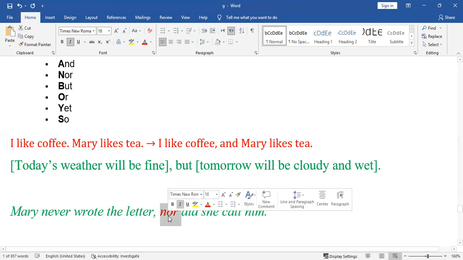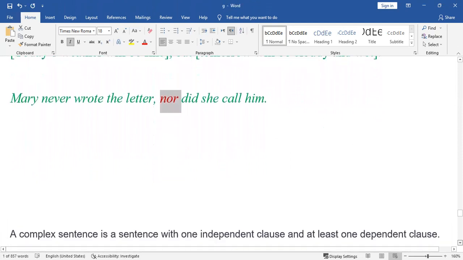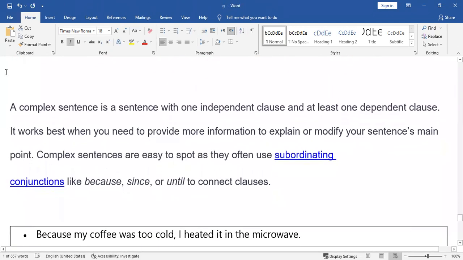تمام؟ يبقى برضو this is another compound sentence. It contains two independent clauses. Two independent clauses, one compound sentence. Okay, let's go further. A complex sentence.